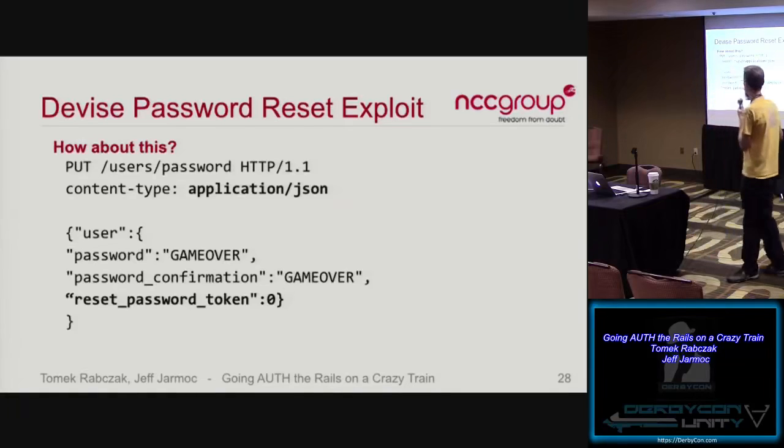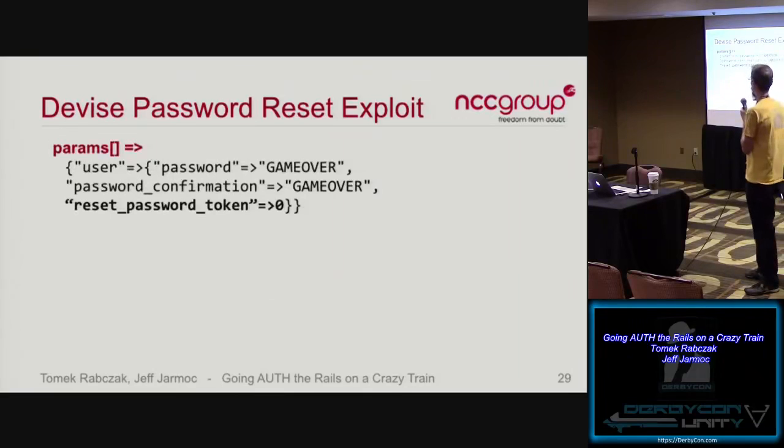Similarly with JSON, if we send JSON like this and just don't quote the reset password token, it's going to come through as an integer. So now we've got the integer 0. So if we send something like this to the application, what we're going to end up with is a params hash where we control password confirmation, and reset token is the integer 0.